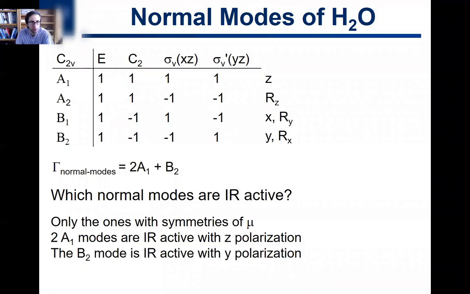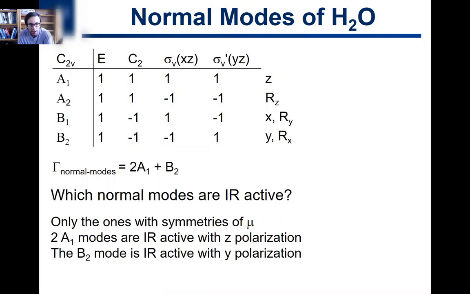So in the last video, we were able to use group theory to determine that there are three normal modes for water, right? And that these have certain symmetries. Two of them are A1s, although they're different. They have different energies, even though they have the same symmetry. One is a symmetric stretch, and one is a bend. And then there's what we call an antisymmetric stretch.